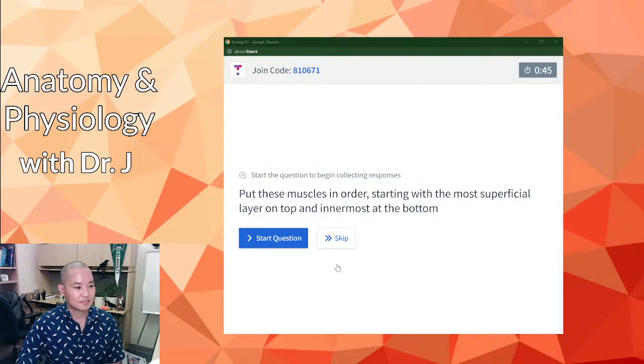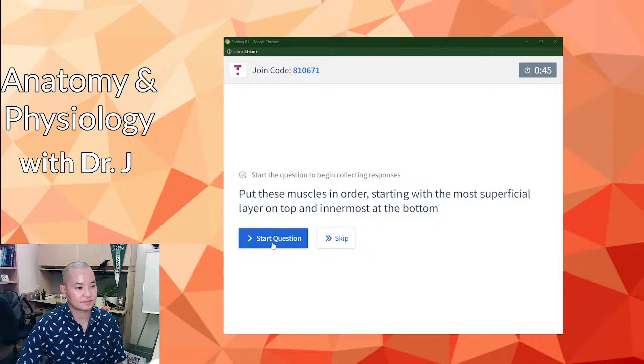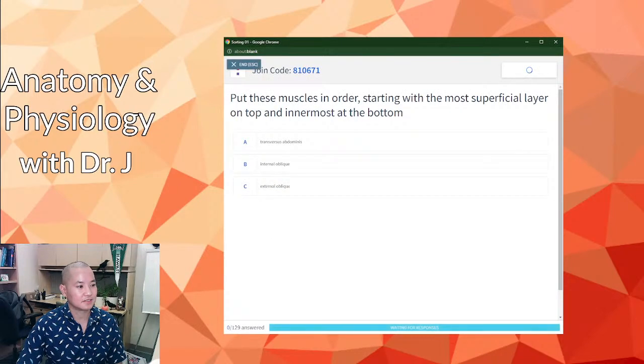Okay, and to wrap up the abdominal muscles, let's try this. Start question. Ooh. Okay, can you do this real quick?